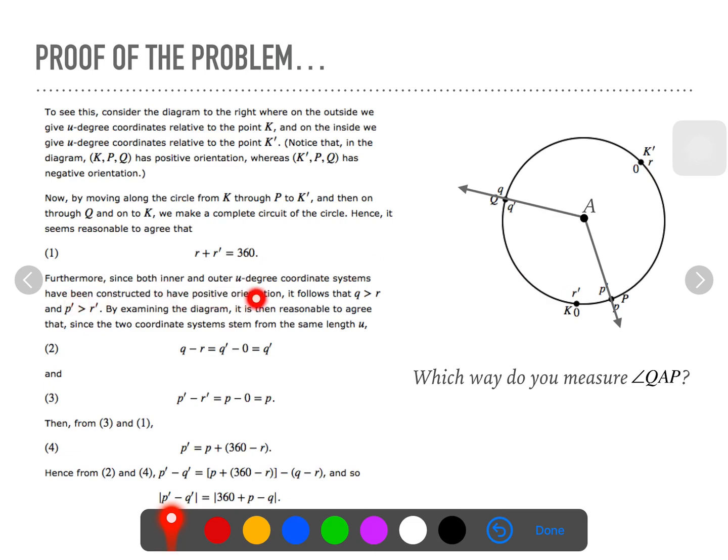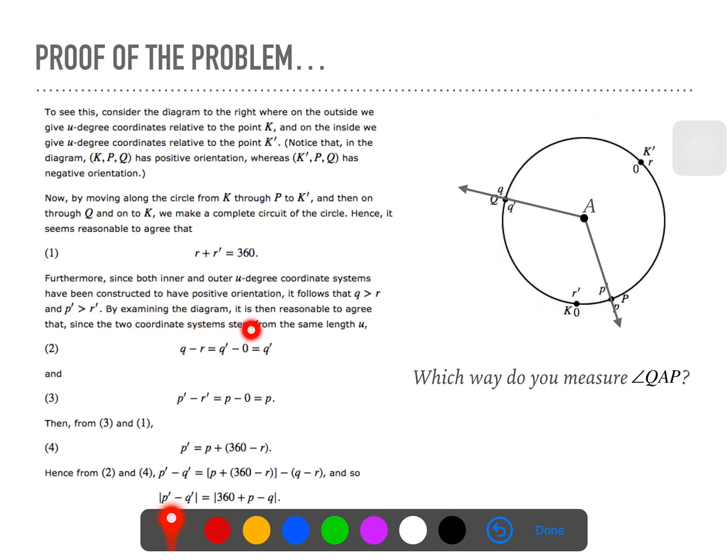Furthermore, since both inner and outer u degree coordinate systems have been constructed to have positive orientation, it follows that Q is greater than R and P prime is greater than R prime. So let's take a look. Q here is greater than R because we're going counterclockwise around, and P prime is greater than R prime because, again, it's going counterclockwise around.